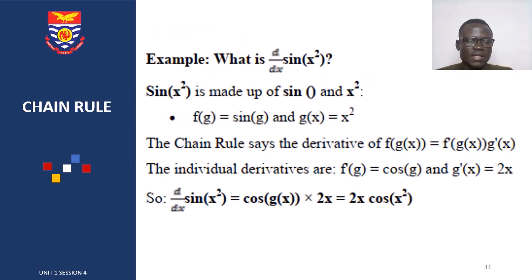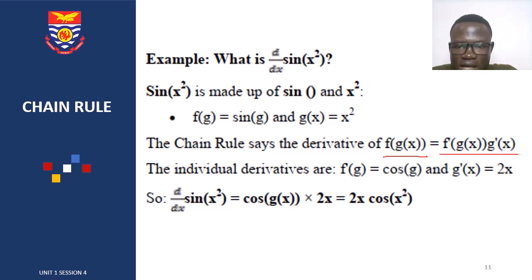Now we can also look at the chain rule. So what is the derivative of sine x squared? Sine x squared is made up of sine and x squared. So f of g will give us sine g, and then g of x is equal to x squared. So the chain rule is saying that the derivative of this particular function will give us this.